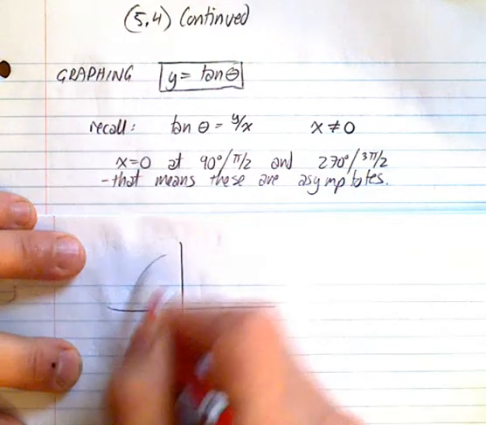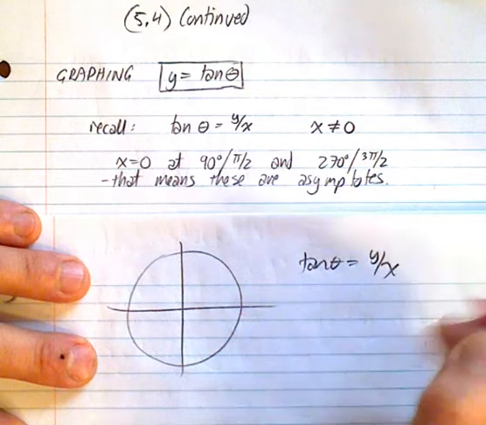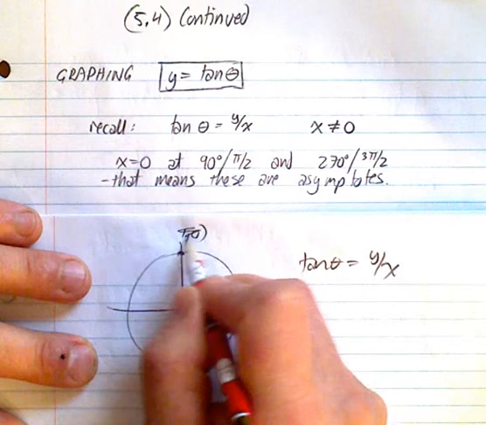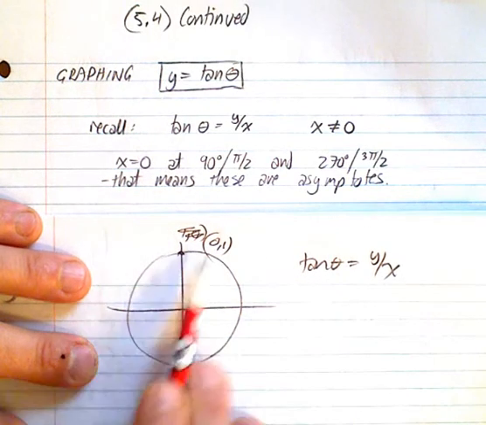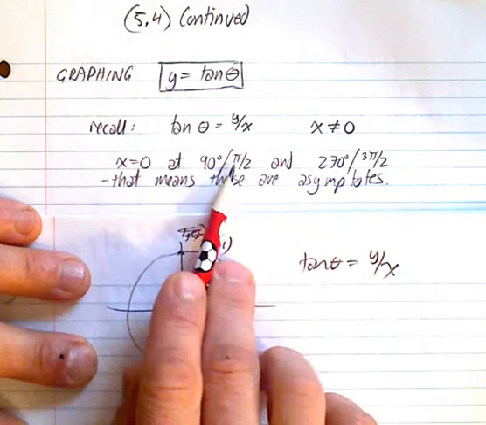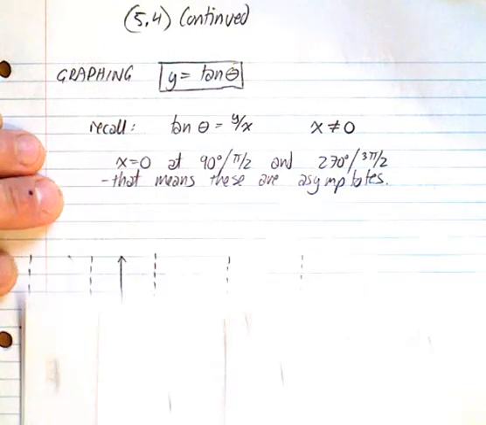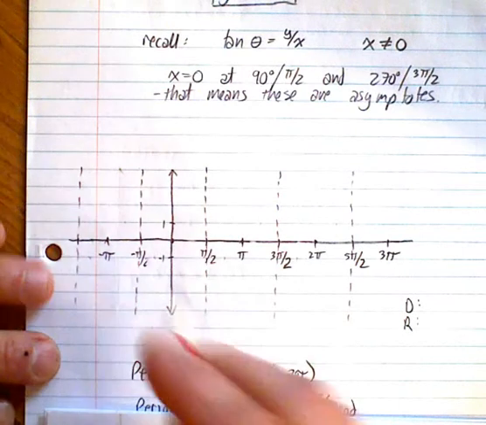If you have tan theta equals y over x, right? This is (1, 0), no, this is (0, 1), and this is (0, -1). When x is 0, at 90 and 270 degrees, or pi over 2 and 3 pi over 2, that means those are what we call asymptotes. So what you end up with is a graph that looks like this, okay?